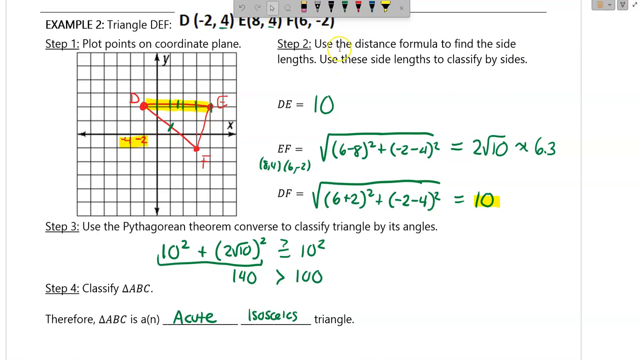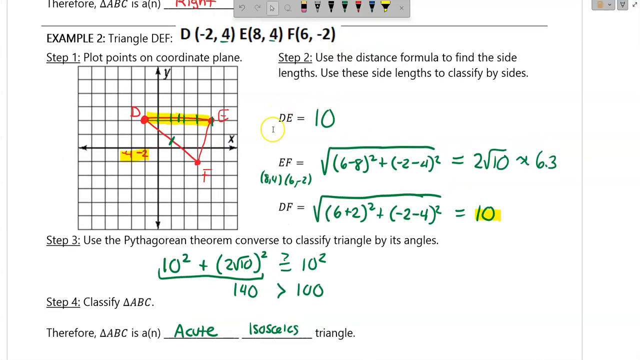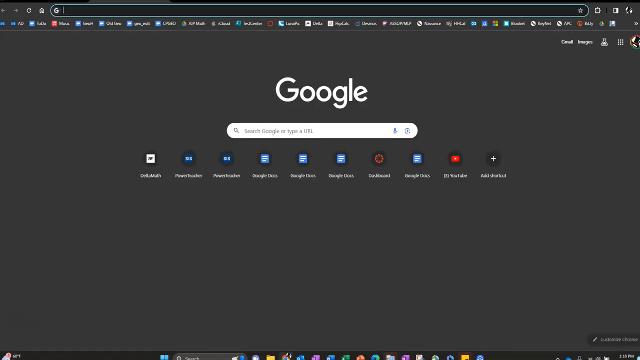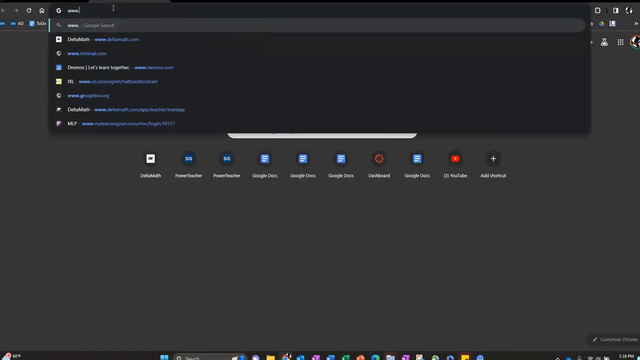Now we're going to take these very same points and do this exact same problem, but now I want to use the Desmos geometry tool to help me do the exact same thing. Go ahead and open up our web browser. The link's actually in the lesson plan, but I'll just type it in.